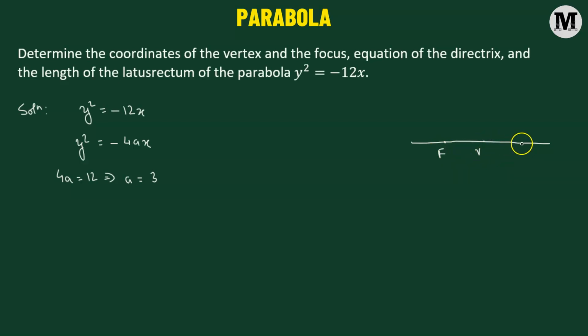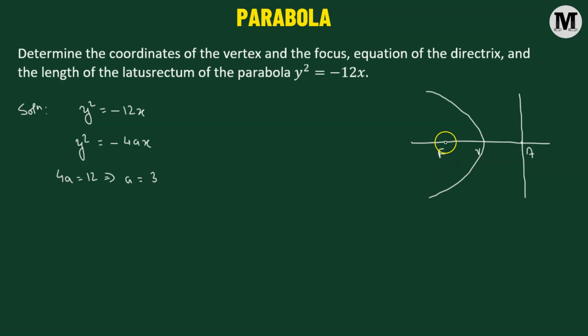And then we have another point A, such that V is the midpoint of A and F. And through this point A, we have the directrix line, which is going to be perpendicular to the axis of symmetry line. Now, the negative sign tells us that this particular parabola is going to be left facing. So our goal will be to determine the coordinates of the vertex, the focus, the equation of the directrix, as well as the length of the latus rectum.